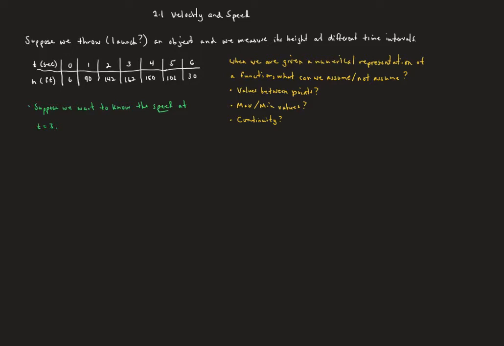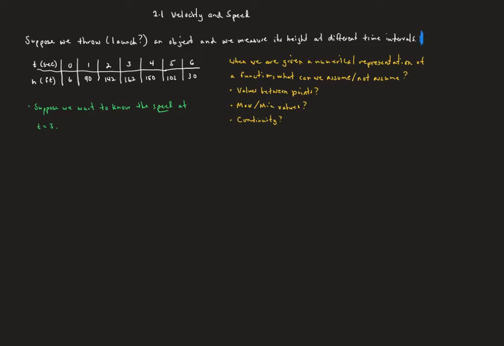So first, I want to direct your attention to those yellow questions. In general, in this class and on an AP exam, when we are given a numerical representation of a function, what kinds of things can you assume and what is not safe to assume? So the first is, how about the values between points? We have to be very careful unless more information is given in the body of the question.